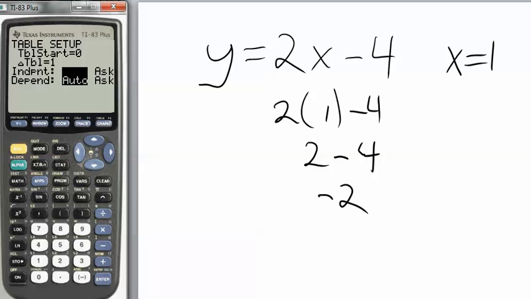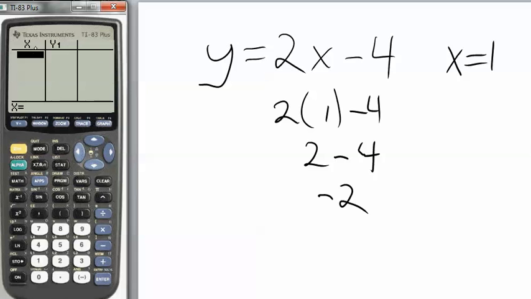And remember, we have independent variables and dependent variables. In the normal setting for the table, independent variables is set on auto, which means it just gives you, starting at that number, every one, and it just gives you a table that goes on forever. We can change this to ask. And if I do that, what's going to happen when I go into my table is it's going to let me name whatever one I want.